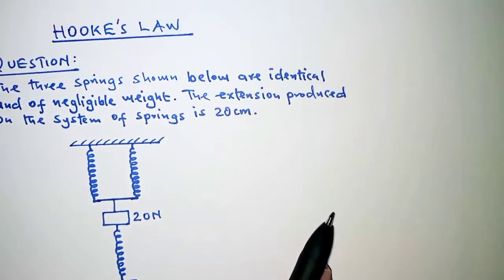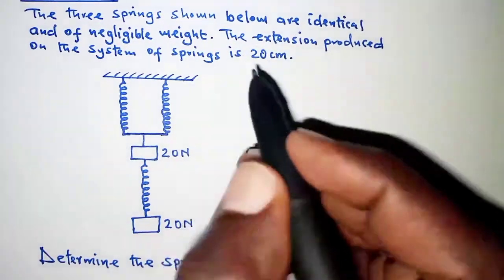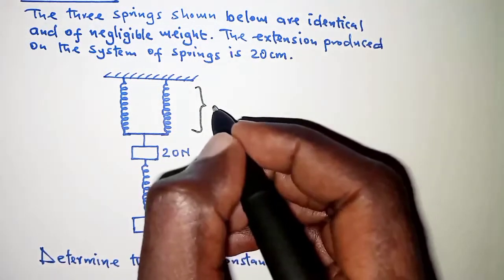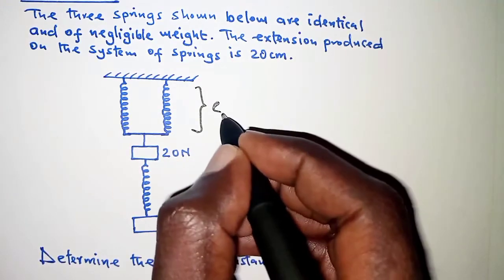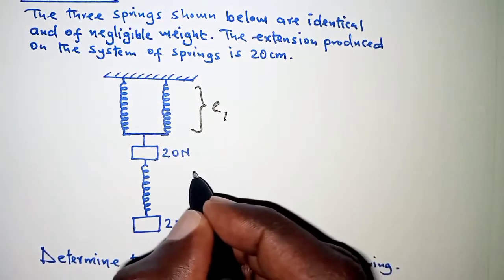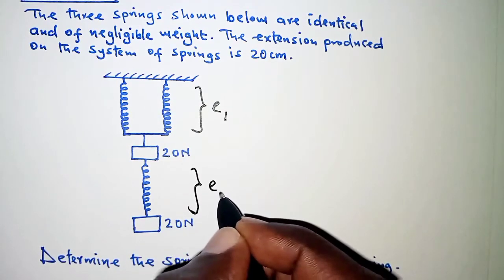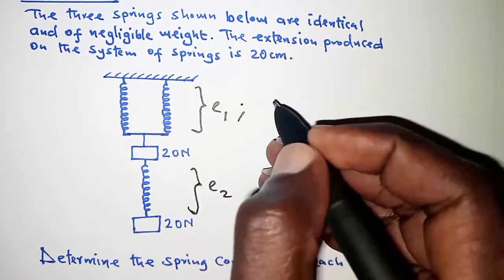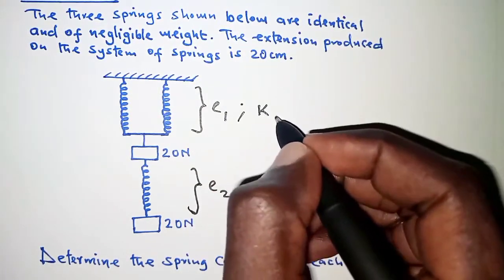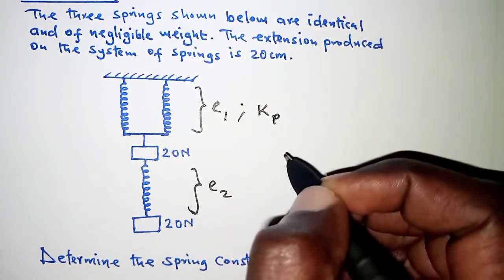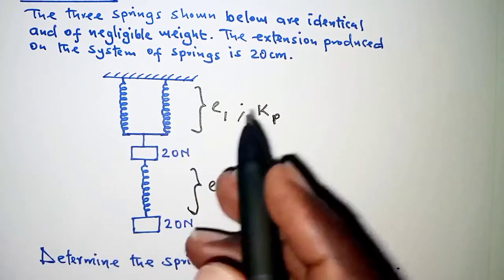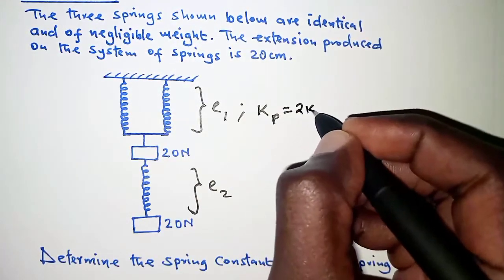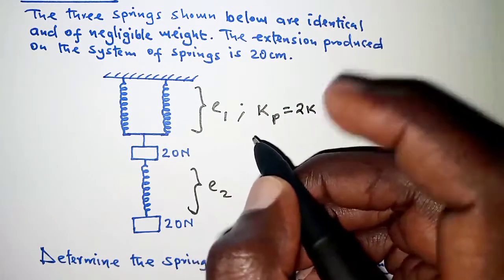So in this question, we are going to determine the spring constant by first considering the extension for this part. Let's call it extension 1, and the extension for this other part, let's call it extension 2. So for this first part here, the spring constant, which I'll call Kp, P for parallel because the two springs are arranged in parallel, is given by twice K, where K is the spring constant for a single spring.